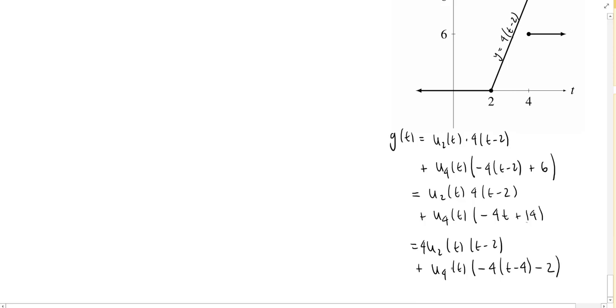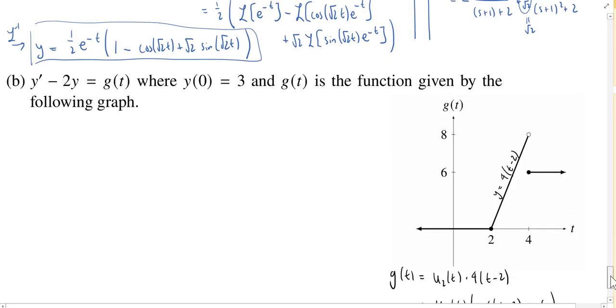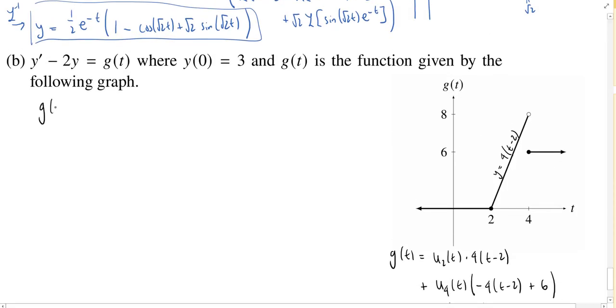Now I've written each of these pieces as a unit step function times some function of t shifted by the same point where we're turning the step function on. So we'll copy this up here. Our g of t is equal to 4 u2 of t times (t minus 2), plus a u4 of t times (negative 4 times (t minus 4) minus 2). Excellent.